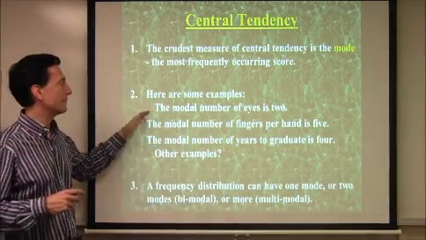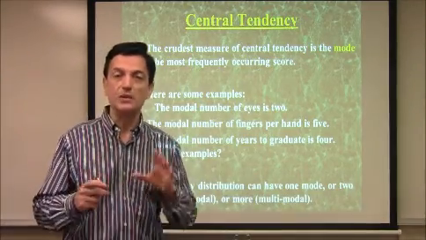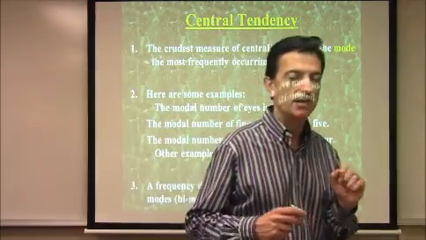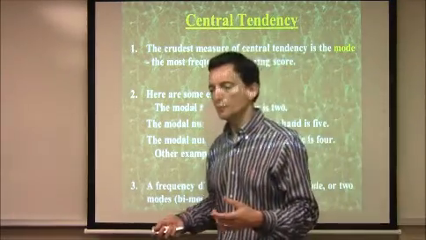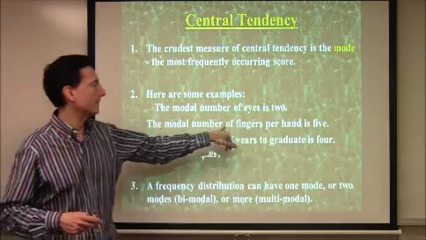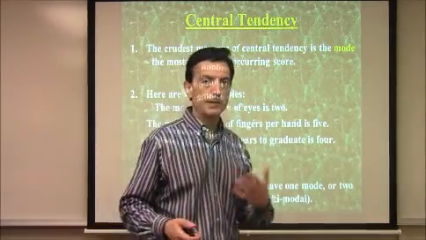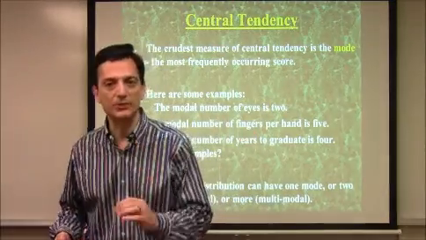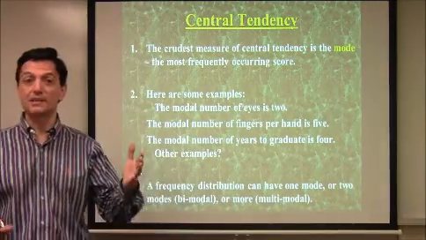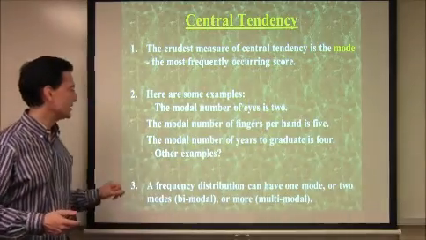So here we have some examples of the modal number of eyes for our species. That would be 2. Not everybody has 2 eyes, but most of us have 2 eyes. So we can say that for our species, the modal number of eyes would be 2. The modal number of fingers per hand is 5. Again, not everybody has 5, but most people have 5. That's the most frequently observed value for number of fingers on a hand. And so that's going to be our modal tendency.